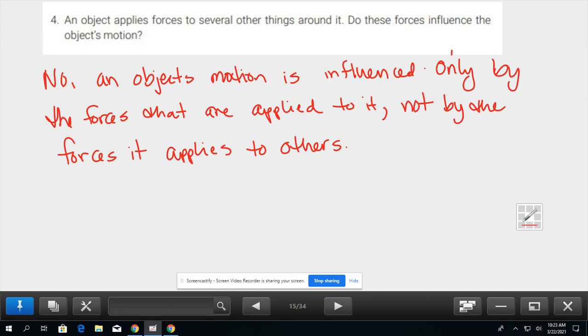Okay, so if I push a ball at 15 newtons, that's going to cause my ball to go into motion at 15 newtons, because I'm influencing its motion. I'm that outside force.